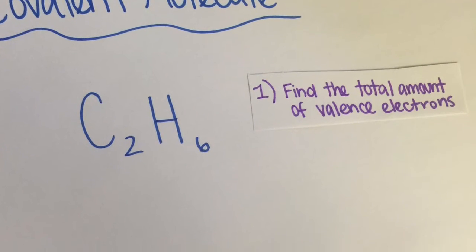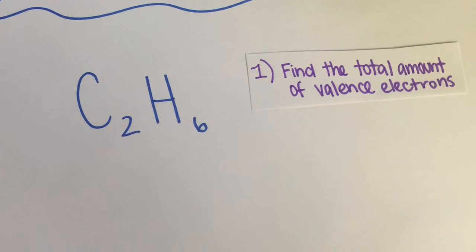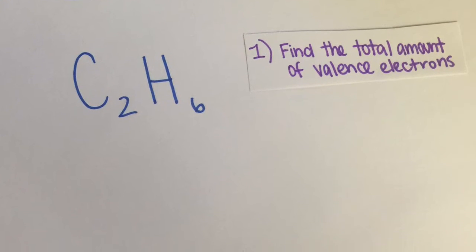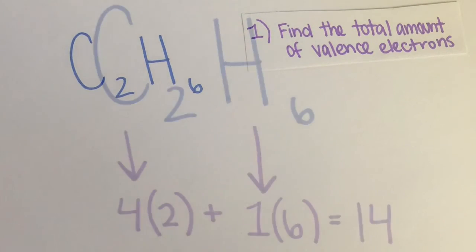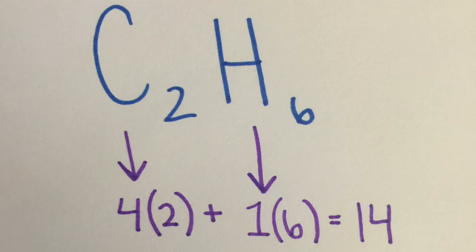The first step is to find the total amount of valence electrons found in the molecule. Carbon has 4 valence electrons total, and we multiply that by 2 because there are 2 carbons found in this molecule. And hydrogen only has 1 valence electron, so we multiply that by 6 because there are 6 hydrogens found in this molecule. So if we add all valence electrons, we will get 14 valence electrons total.